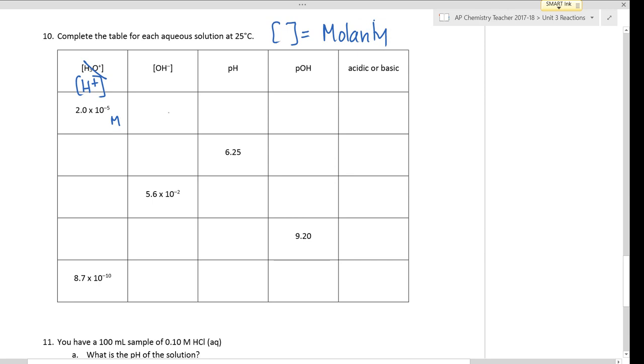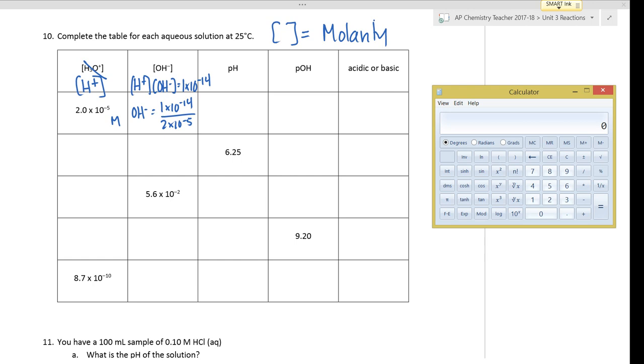And let's say I try to find the OH. If I look at my equations, I know that the H plus concentration times the OH concentration is 1 times 10 to the negative 14. So if I want to solve for my hydroxide, I can take 1 times 10 to the negative 14 divided by my hydrogen concentration. So let's try plugging that in our calculator.